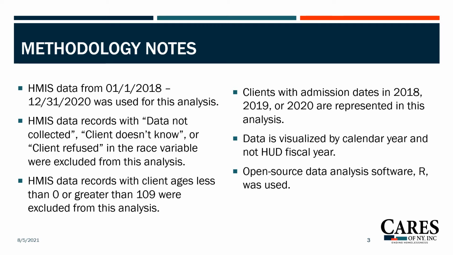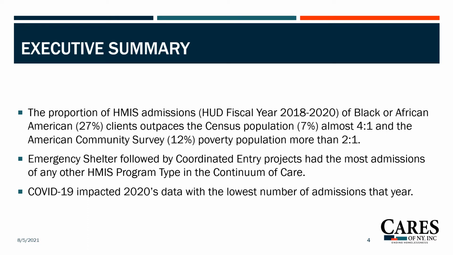Here are the key points that we can take from this descriptive analysis. First and foremost, there is an overrepresentation of Black or African American clients in the homeless system, as recorded in HMIS. Whether you compare the population of HMIS admissions to the census population, or the poverty population recorded by the 2017 American Community Survey, you'll see that there is disparity in our admissions, an overrepresentation.